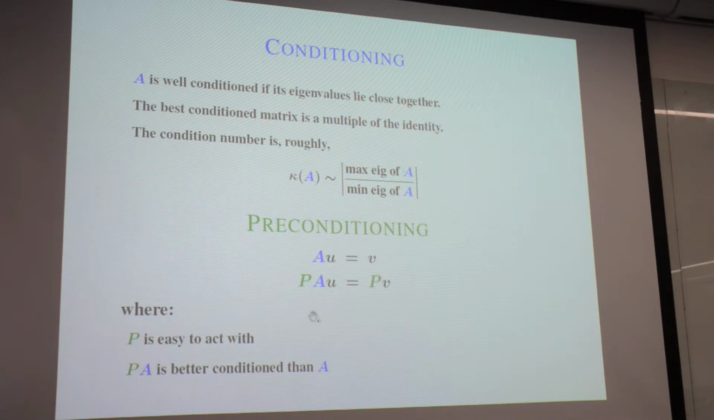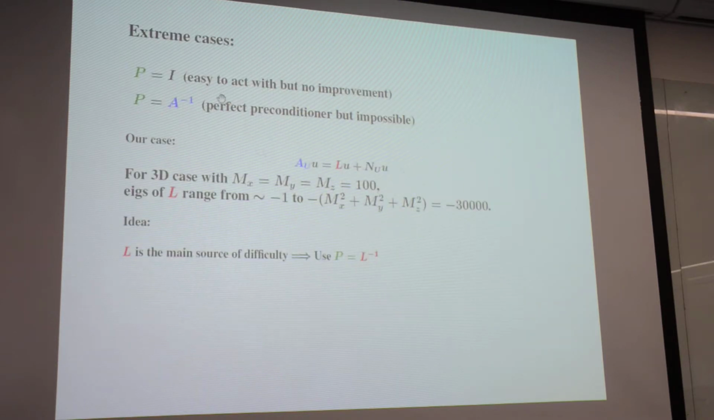The opposite: supposing P were the identity, that's easy to do, you don't do anything, but that's not effective. So you're trying to interpolate now, you're trying to find some P that's neither as effective but hard as A inverse, nor as easy but ineffective as the identity. Okay, so I think that's the best way to understand. What you're looking for is an approximate inverse. Something that's not as hard as the true inverse, but has some of the good properties of the inverse.